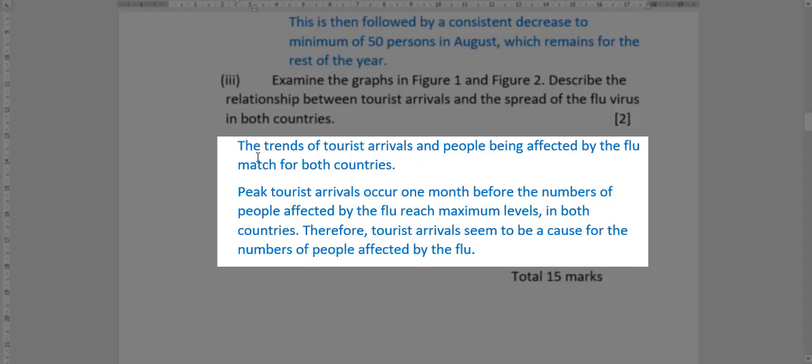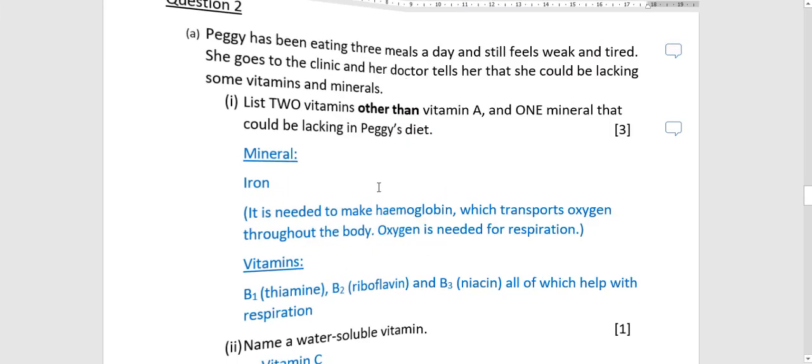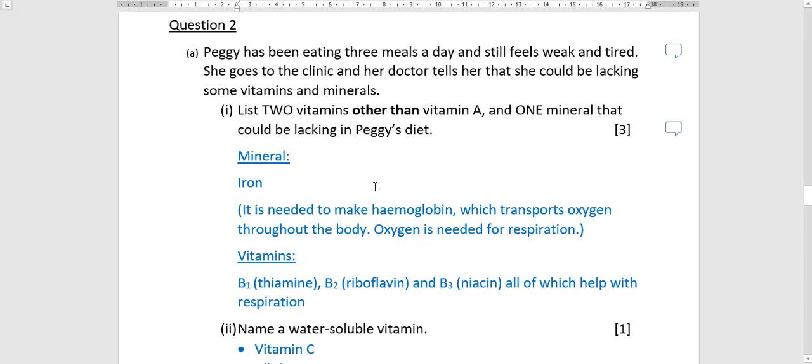Peak tourist arrivals occur 1 month before the numbers of people affected by the flu reach maximum levels in both countries. Therefore, tourist arrivals seem to be a cause for the numbers of people affected by the flu. Note "seem", right? There's this rule in scientific method that correlation does not necessarily mean causation. So we cannot say definitely, but we can say that there seems to be a relationship between the two. And that's the end of question 1.